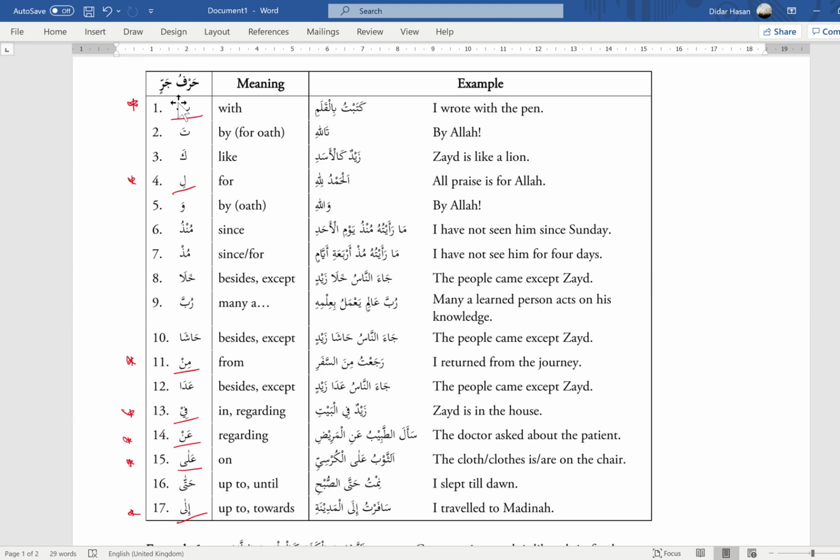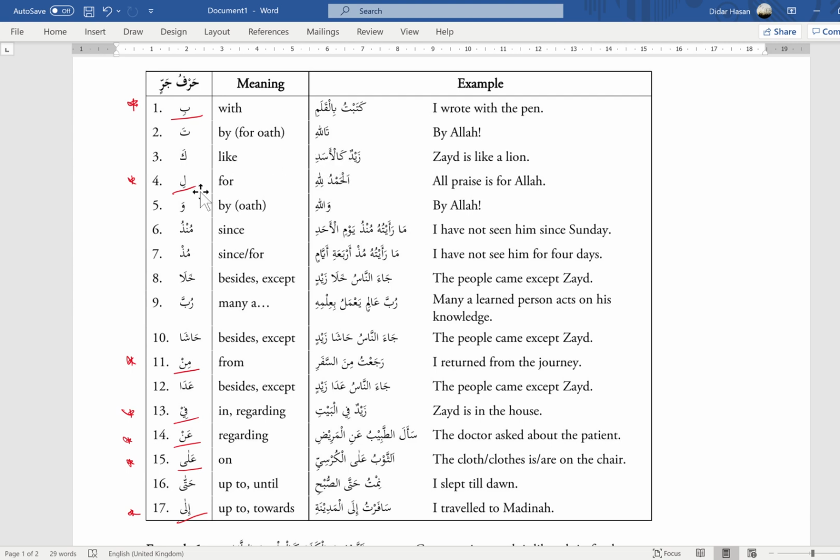Okay, now let's go through the meaning of it. So let's read this together. So the B means with. So for example, katabtu bil qalami. Katabtu, I wrote, bil, with the qalami, the pen. Ta comes for an oath. So you'll say tallahi, by Allah. Ka comes for like. Zaydun kal asadi. Zayd is like a lion.